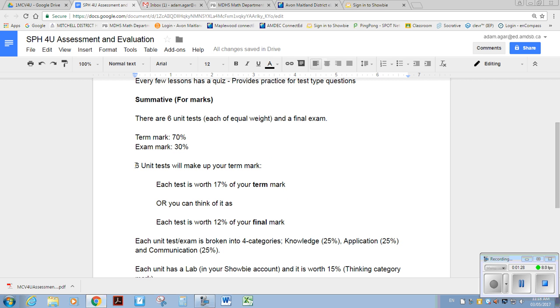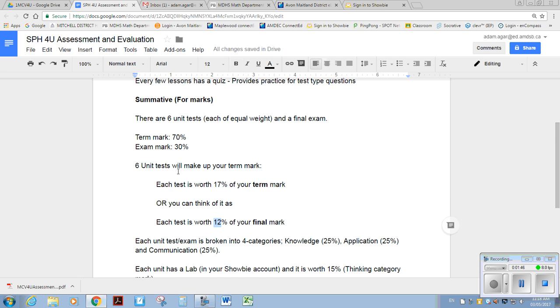Your 6 unit tests make up your term mark. So 6 unit tests, that's where your term mark comes from. If you want to think of it this way, each test is worth 17% of your term mark or 12% of your final mark, approximately.